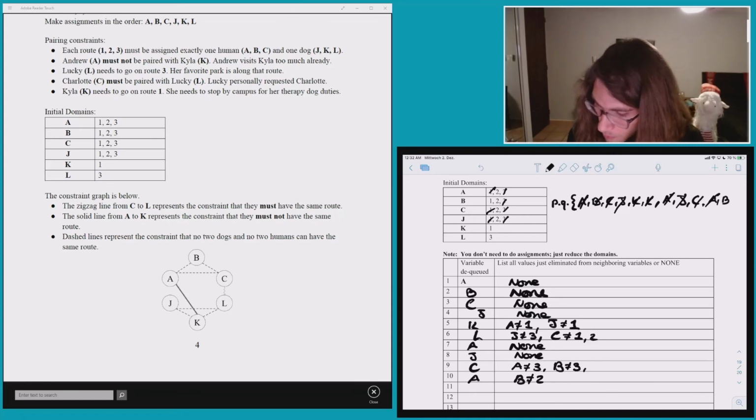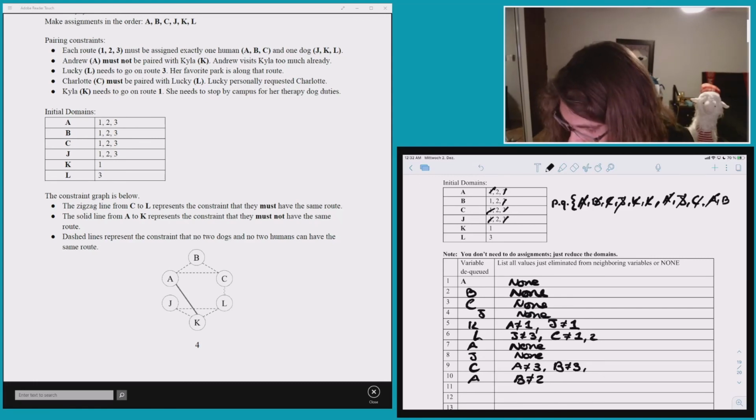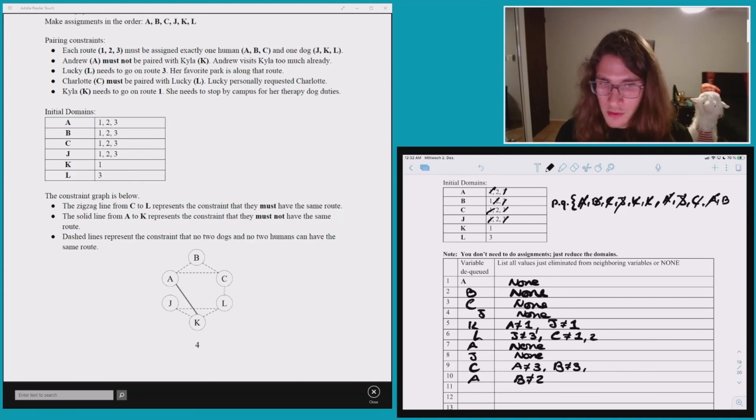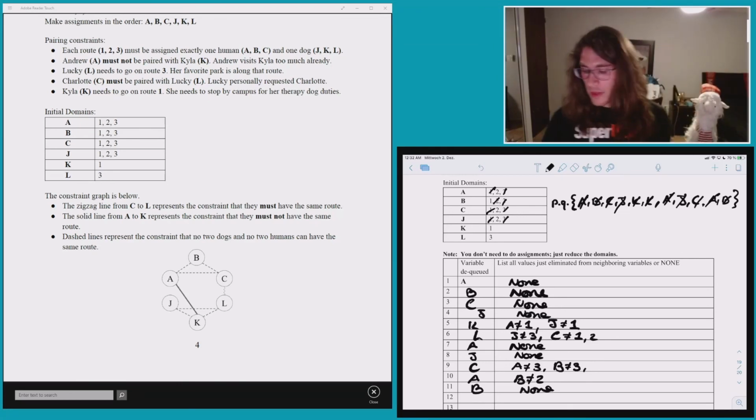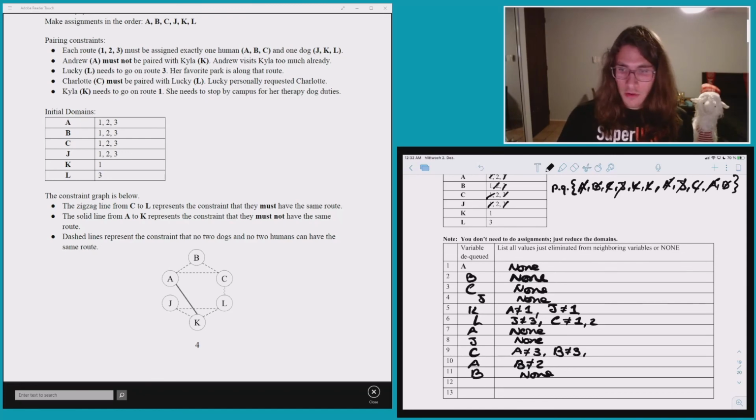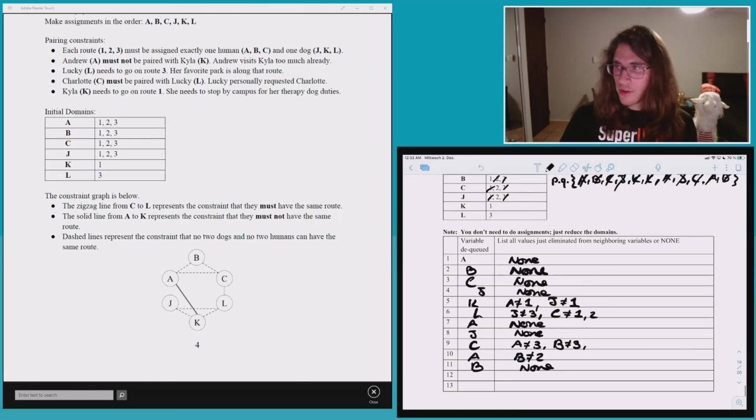So at row number 10, B cannot be 2 according to A. So B is now a singleton, but I don't add it to the prop queue again. I don't add B back to the prop queue because it's already on the prop queue. And I pop B off the prop queue. All the other variables are singletons or have singleton domains, and they don't conflict according to the assignments. So B is done, and we are done with domain reduction.